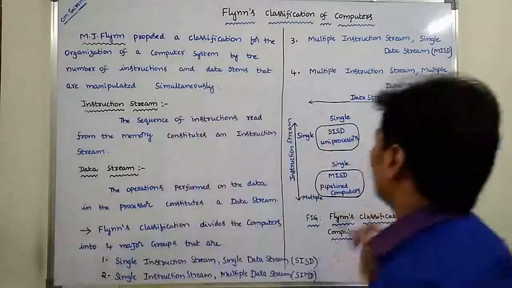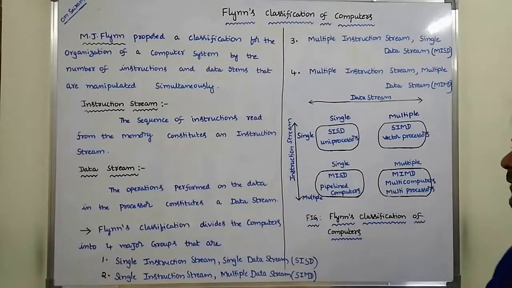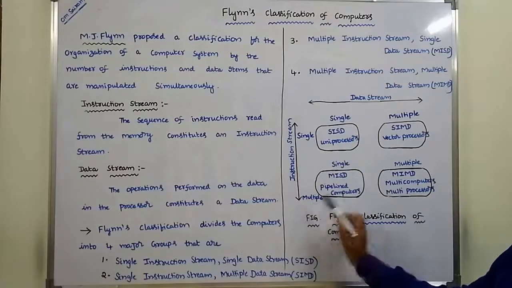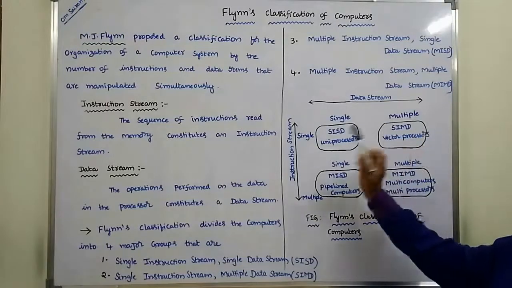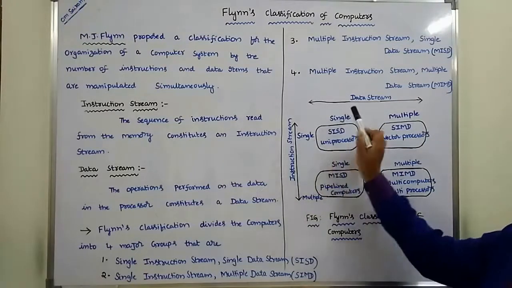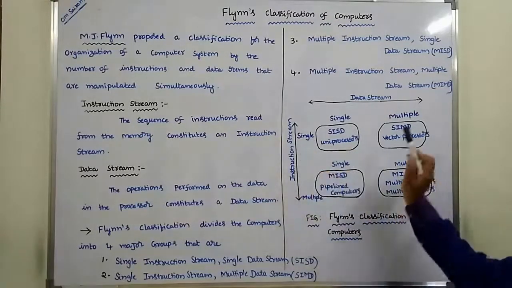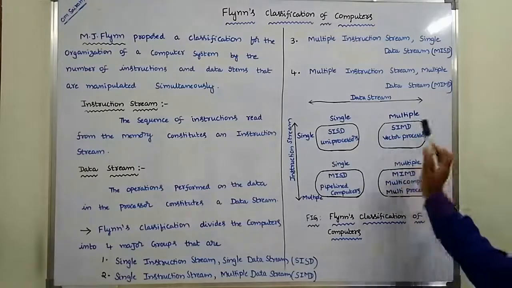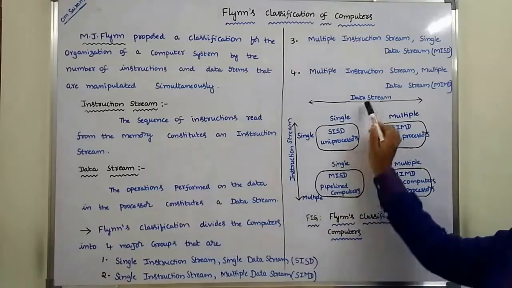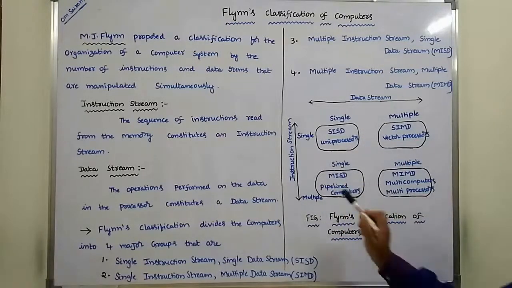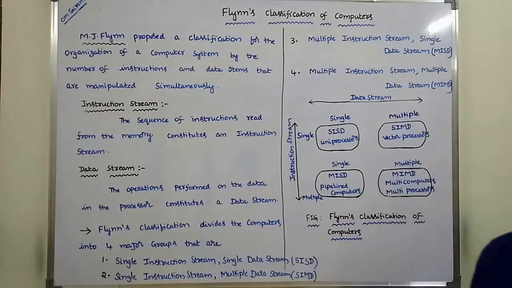This diagram shows the four major categories of Flynn's classification. Here single, here multiple, here single, here multiple. Single instruction stream, single data stream, that is SISD. Single instruction stream, multiple data stream, that is SIMD. Multiple instruction stream, single data stream, that is MISD. Multiple instruction stream, multiple data stream, that is called MIMD.